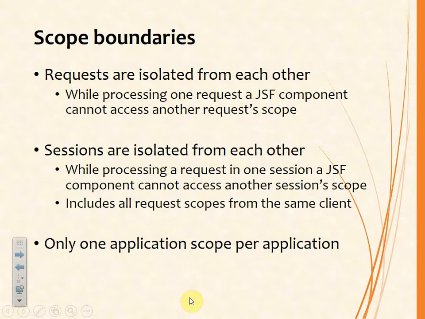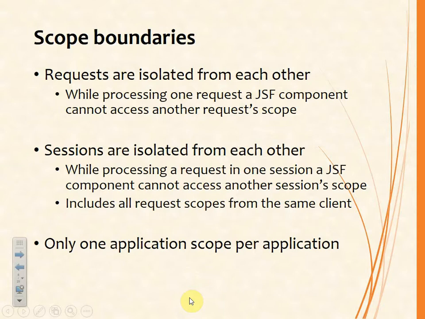As I mentioned earlier, the application scope exists for all clients and all sessions and all requests. So be very careful what information you put in there. If it's truly common, maybe the day's exchange rates for a currency application, that might be information that is suitable for putting in the application scope because everybody wants to make use of the same data. And because there's only one instance of it, then everybody can use it.